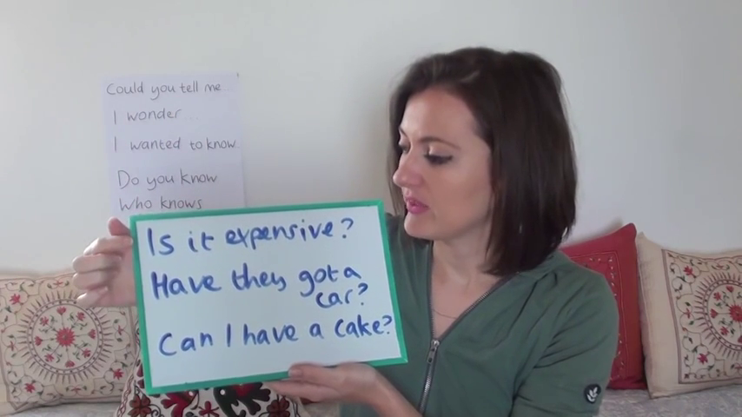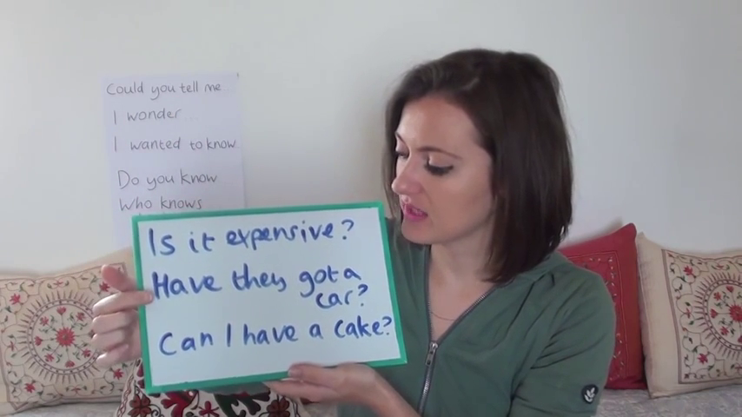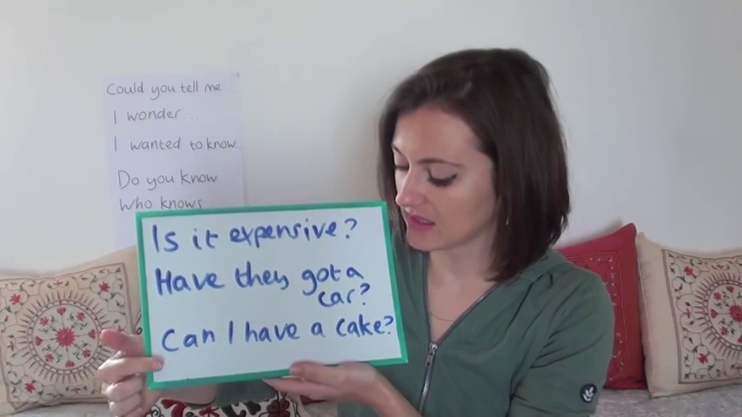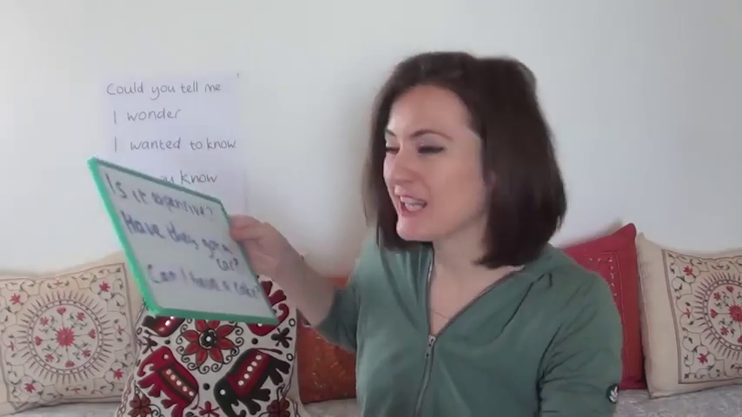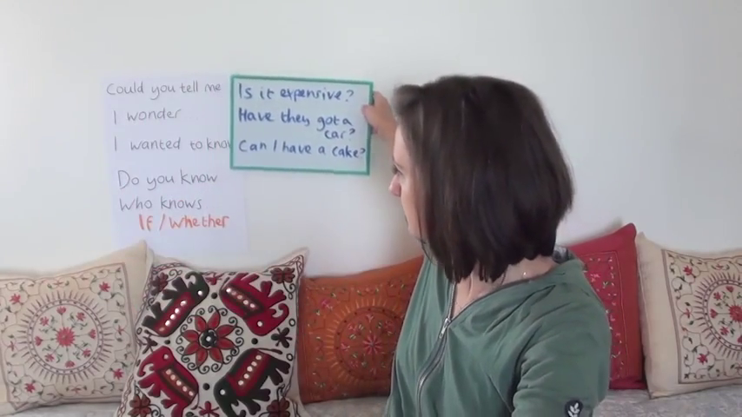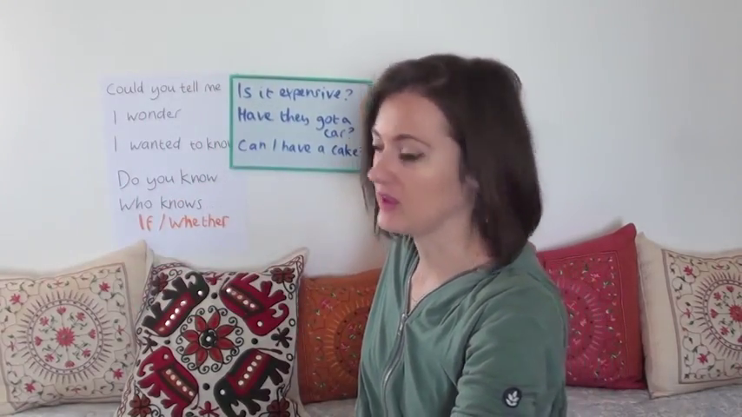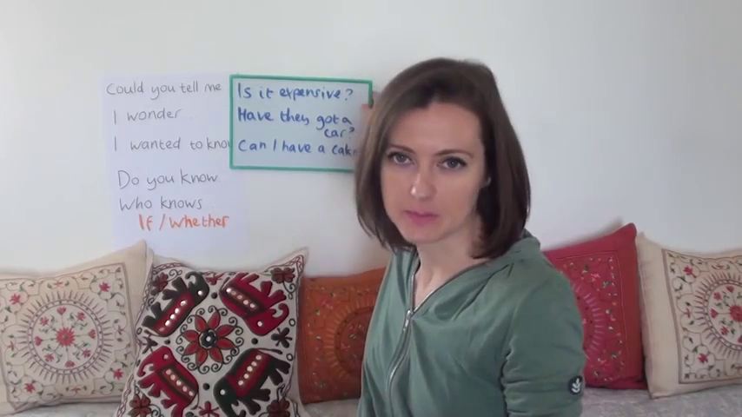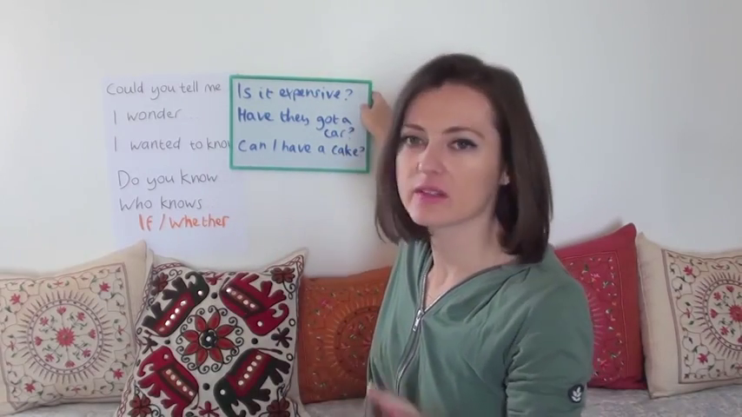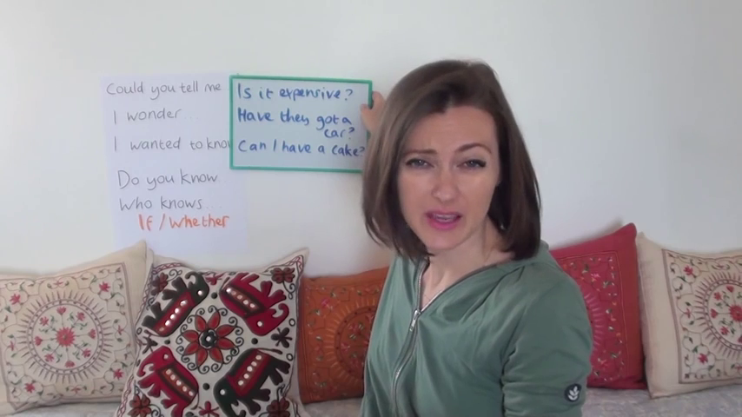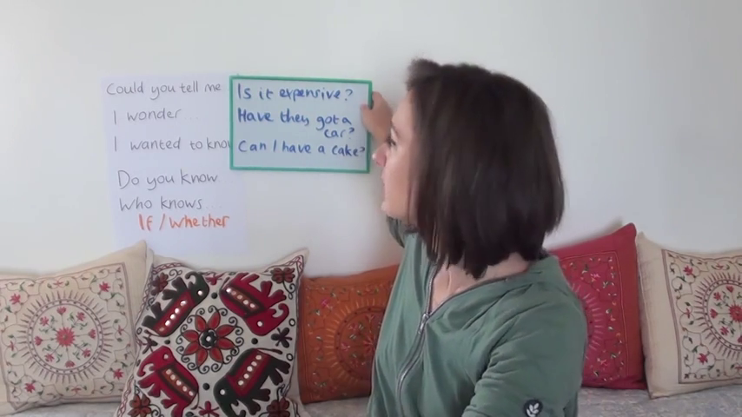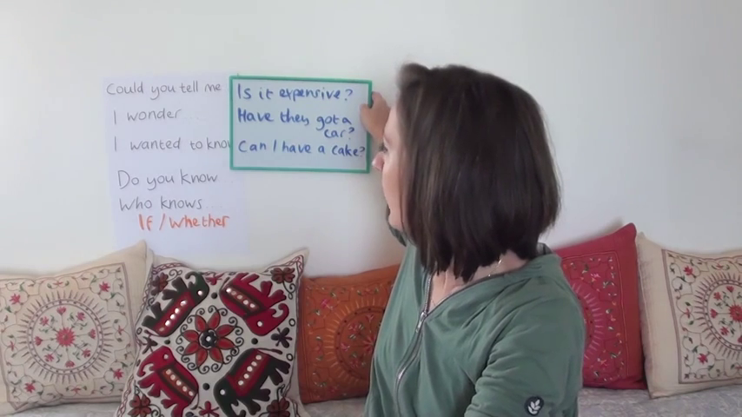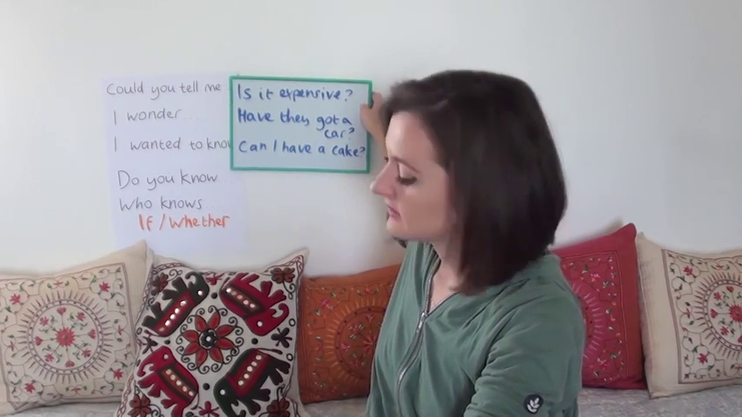Here are some examples. Is it expensive? Have they got a car? And can I have a cake? So then we put all the pieces together using if or whether. If or whether basically mean the same thing. Whether is a little bit more British English, I would say, or possibly more British English plus more formal. Could you tell me whether it is expensive?